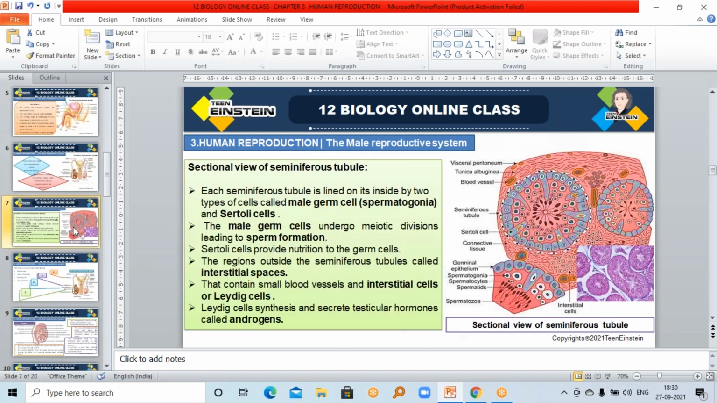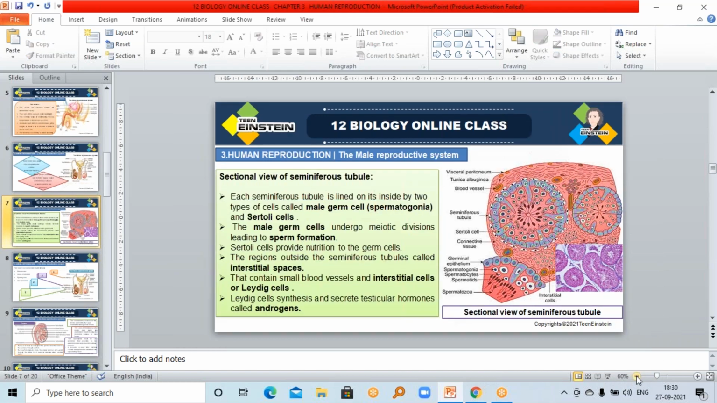Then next, here you can see this. In the diagram, you can see the sectional view of the seminiferous tubule.